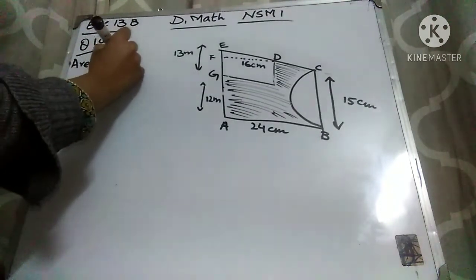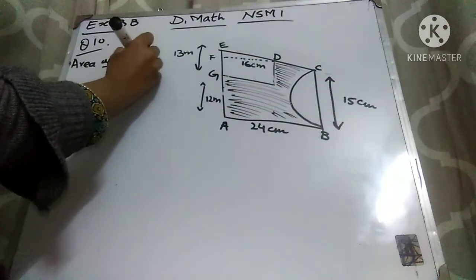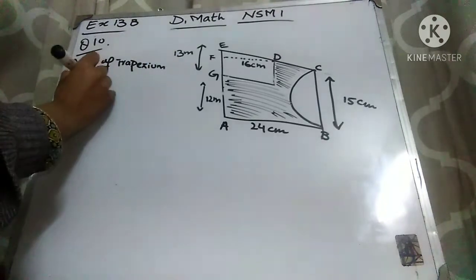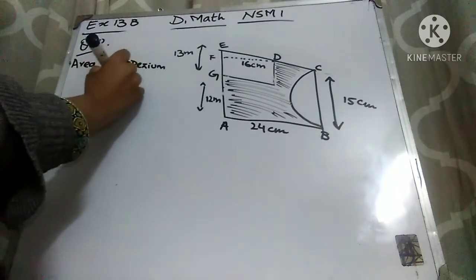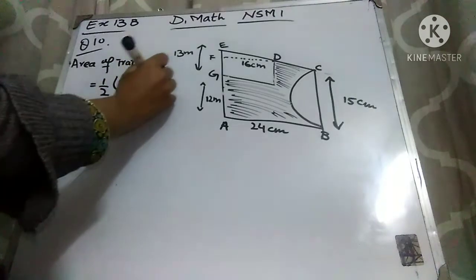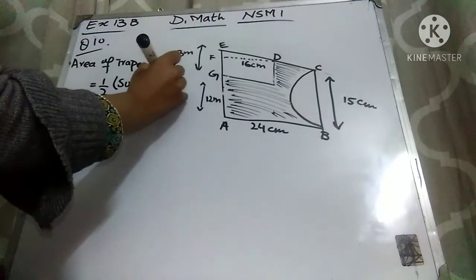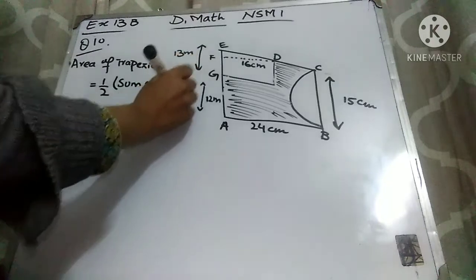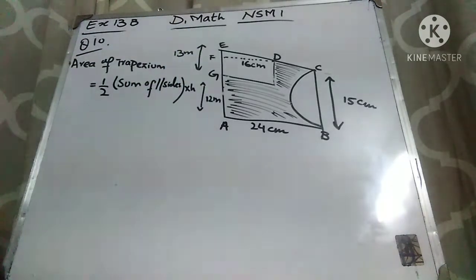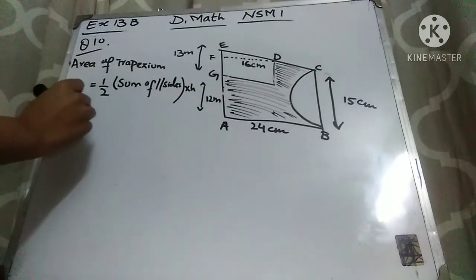Area of trapezium. And you know what the formula is? The formula is half the sum of parallel sides multiplied by height. So I will write in half as it is. Now what are the parallel sides?